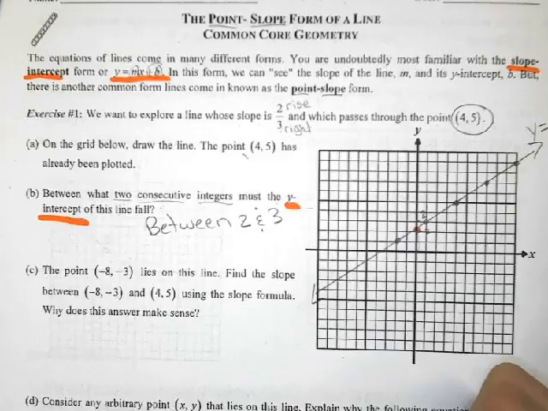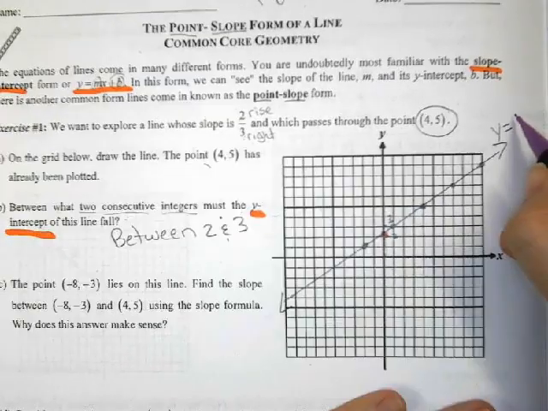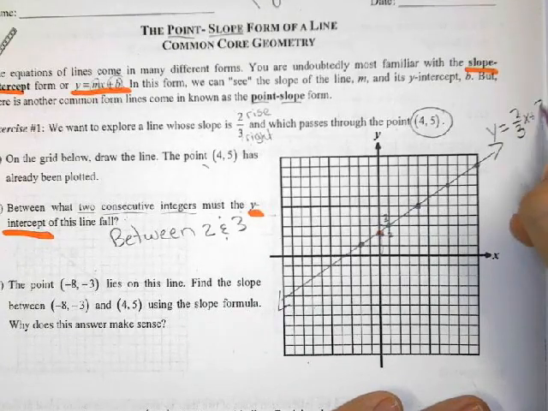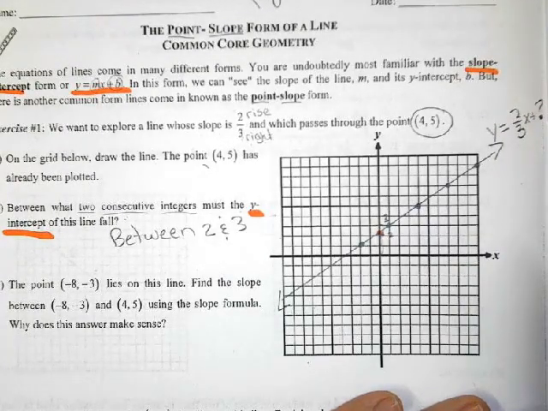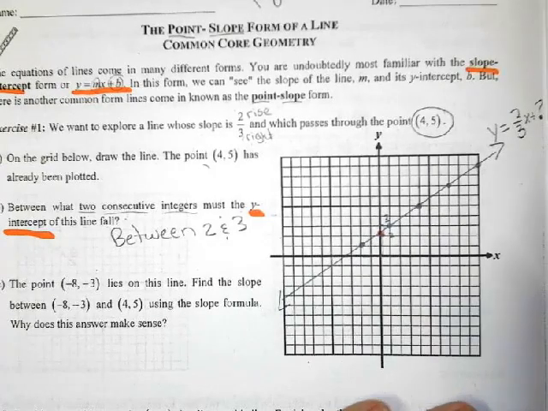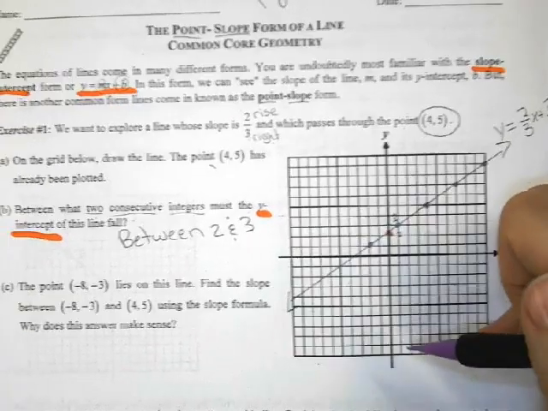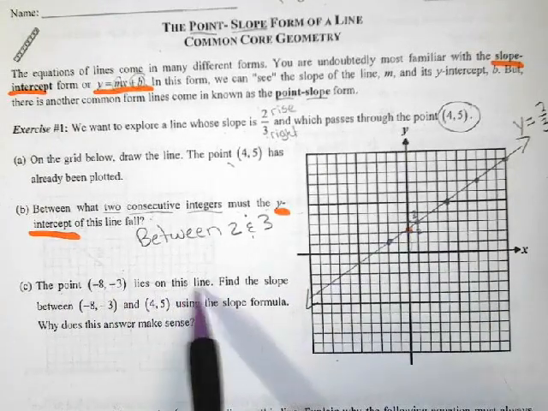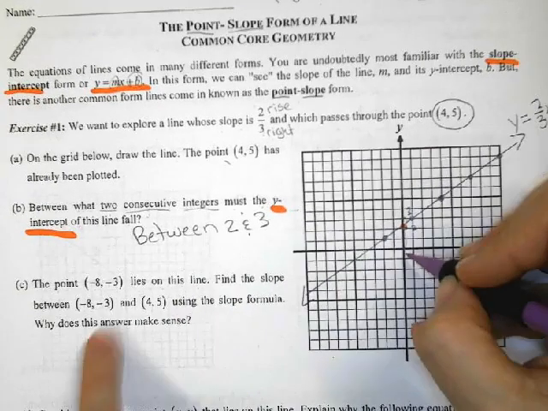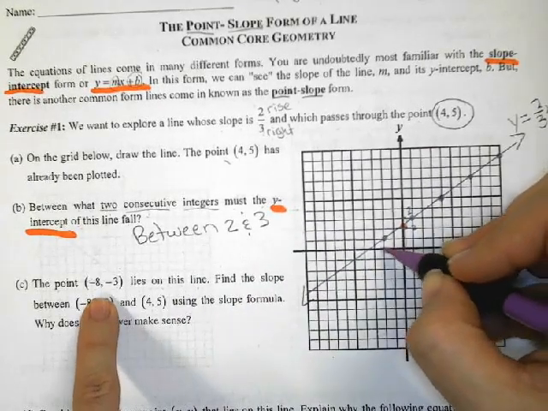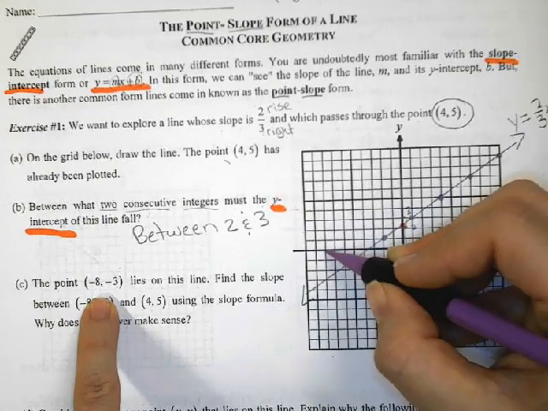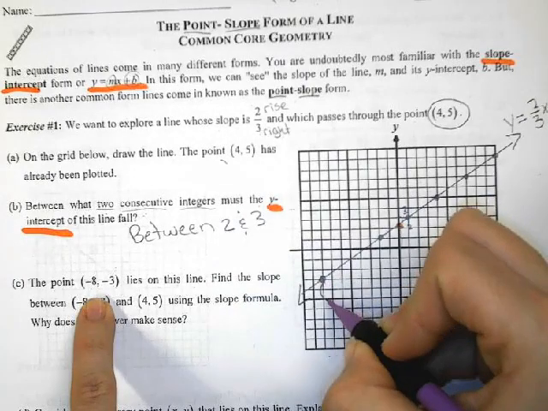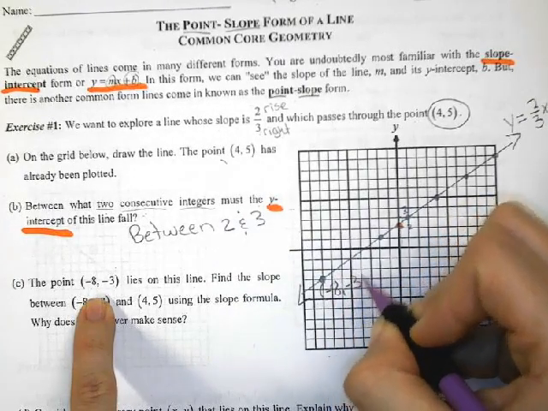When we go to write the equation, I had started it, but my problem is that I don't know exactly what the y-intercept is. So I'm just going to leave it as a question mark. Now I'm going to read C. The point -8, -3 lies on this line. So I'm going to use -8, -3. I'm going to go there: 1, 2, 3, 4, 5, 6, 7, 8, down 1, 2, 3. Yep, it most certainly does. There's the point -8, -3.